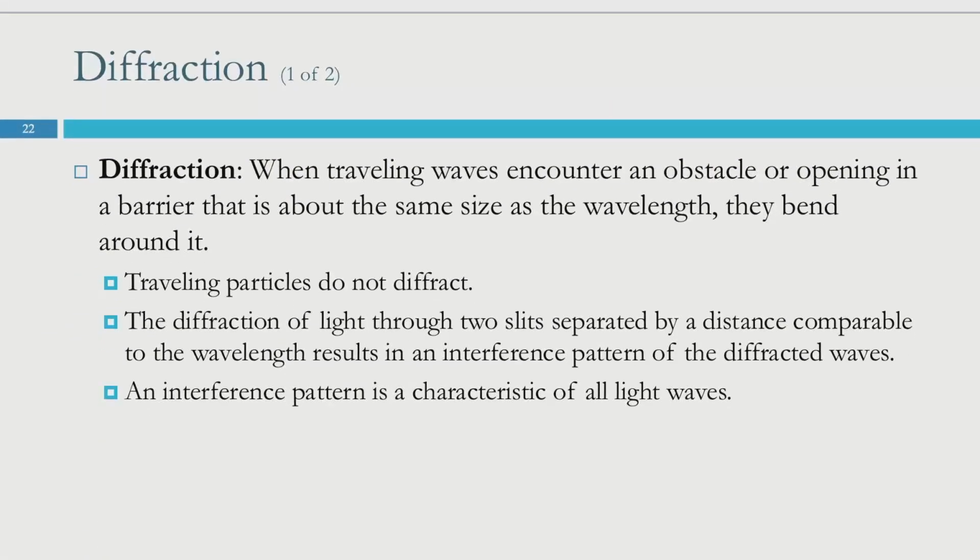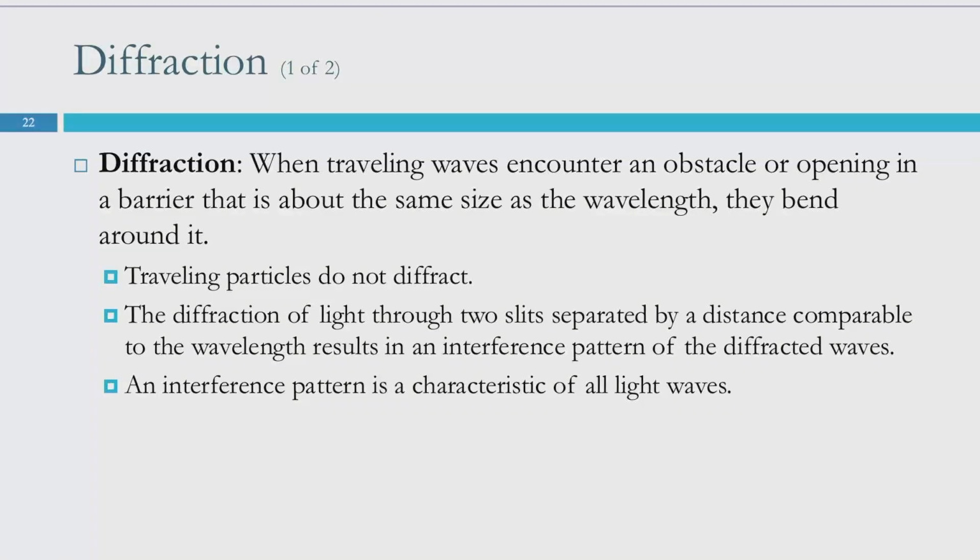Another property of waves is that they diffract. Diffraction, in my mind, is also sort of like what we were doing with the prism, where the light shines through and it separates out. So waves can also do that. So like sound waves, waves in a pool, light waves do it. When traveling waves encounter an obstacle or an opening in a barrier that's about the same size as the wavelength, they can bend around it.